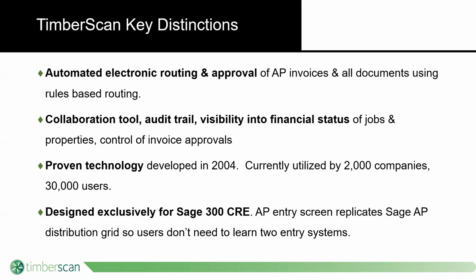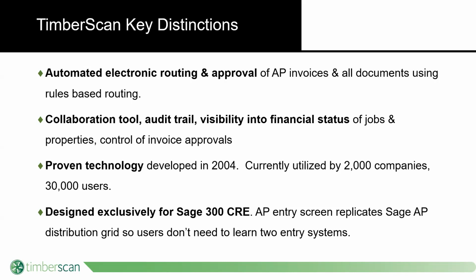Some key distinctions about TimberScan. In addition to being an electronic routing and approval system for accounts payable and all of their documents within your company, TimberScan is a collaboration tool. It provides an audit trail, as well as visibility into financial information about your jobs and your properties. It's proven technology. It was developed in 2004, and it's currently used by roughly 2,000 companies and 30,000 users worldwide. And because TimberScan's been around for 15 years, the product's been built upon many years of direct input and feedback from our customers. These are companies similar to your businesses: construction companies, specialty contractors, property development and real estate management companies. And that direct input's really shaped our product and influenced the design of our software.